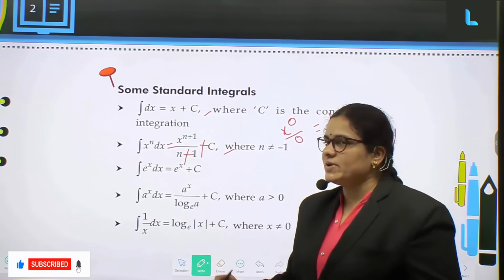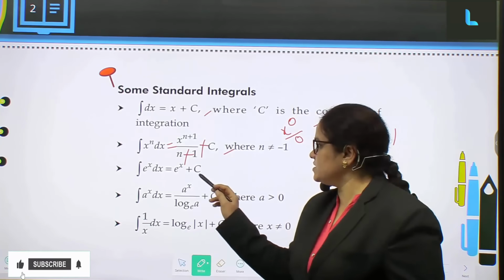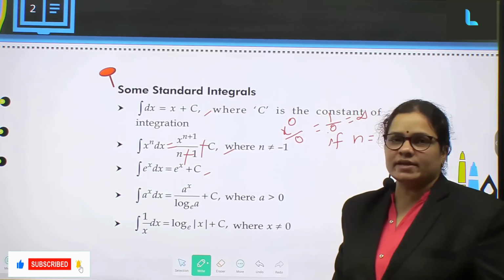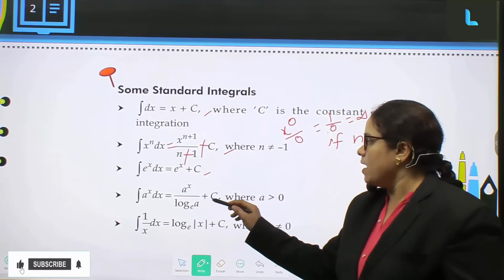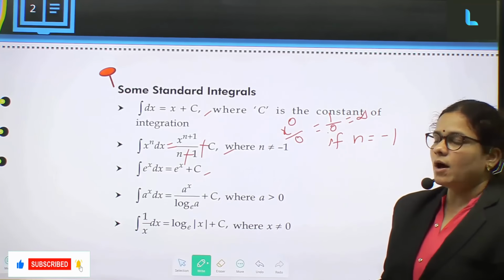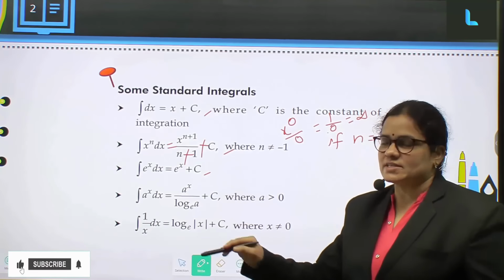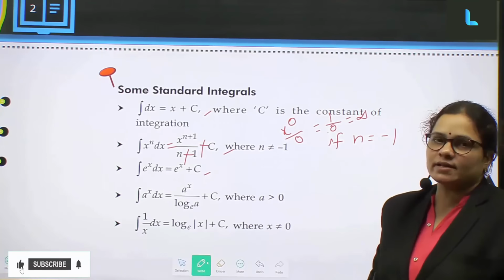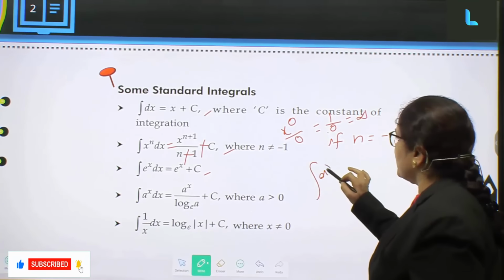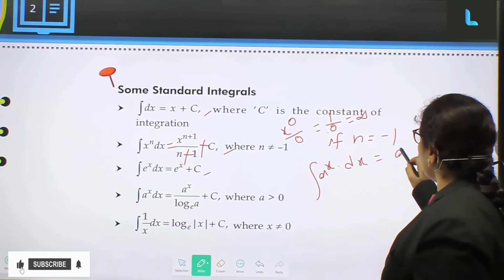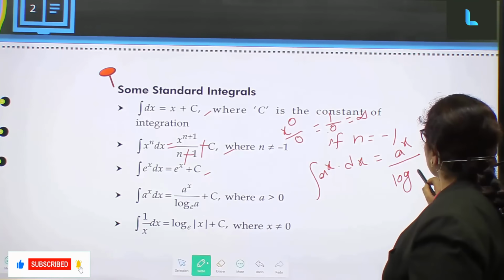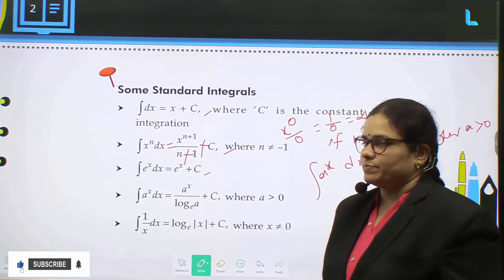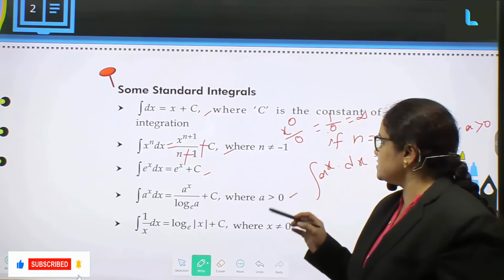Next, integral e^x dx value is e^x plus c, where c is the constant of integration. Next, integral a^x dx value is a^x by log a base e, you can read it as log base e of a, plus c, where a is greater than 0. Okay, this is the next standard integral.